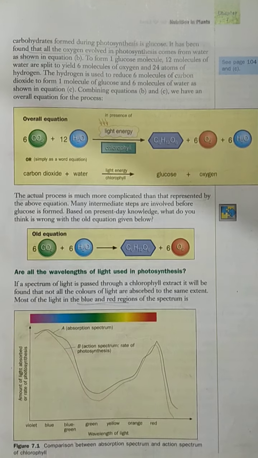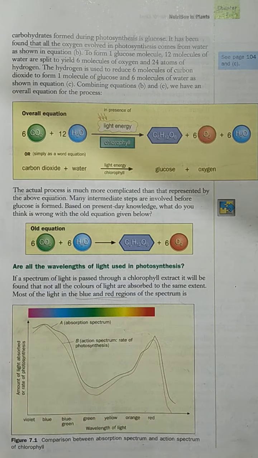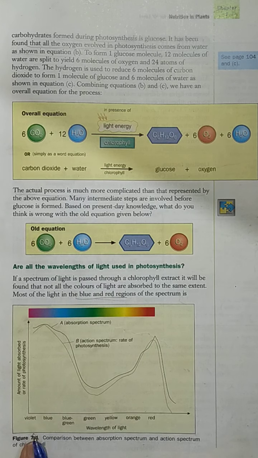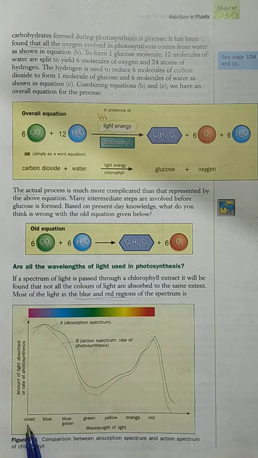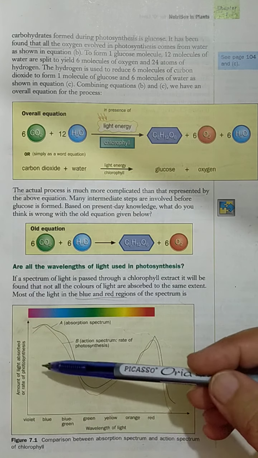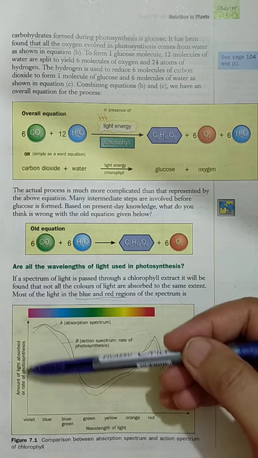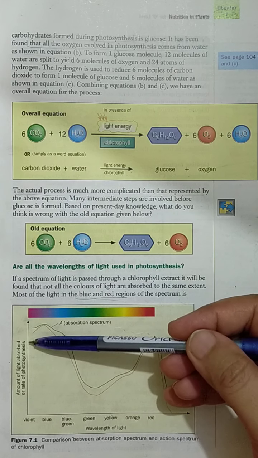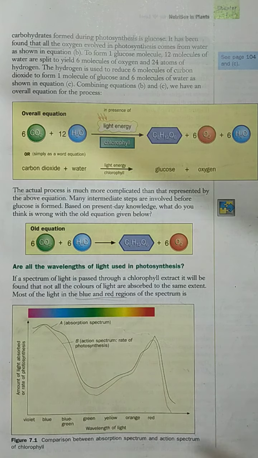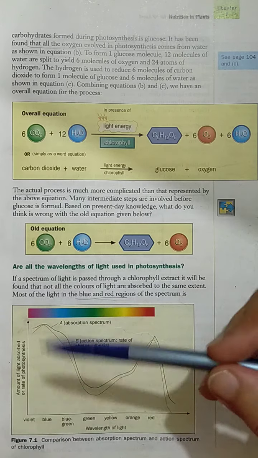So for that reason they have plotted a graph here. Here you can see different wavelengths of light where different colors are given: violet, blue, blue green, green, yellow, orange and red. And here they have taken the amount of light absorbed or rate of photosynthesis. Okay, they have basically made 2 graphs here.